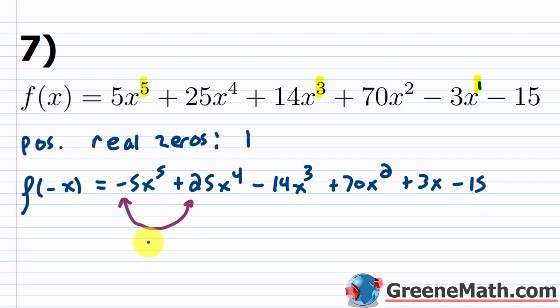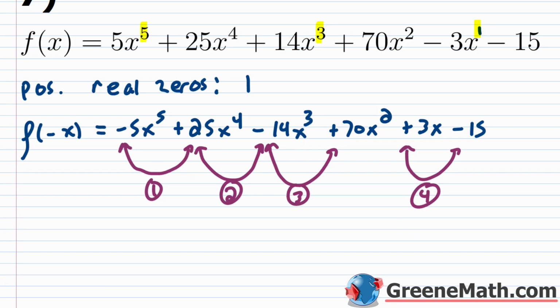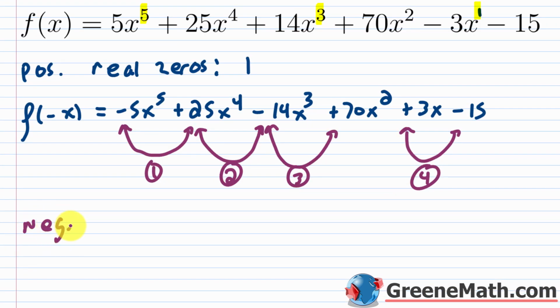Okay, so looking at this, we have a sign change right away. So from negative to positive, so that's 1. And then you have another sign change. So that would be number 2. So from positive to negative. And then you have another one. So from negative to positive. So that's 3. And then this one stays the same. And then we have a sign change again. So this would be from positive to negative. So that's 4.